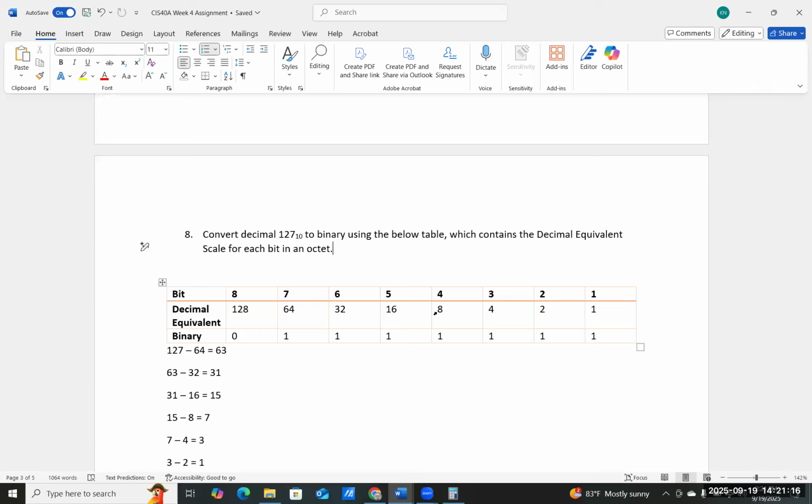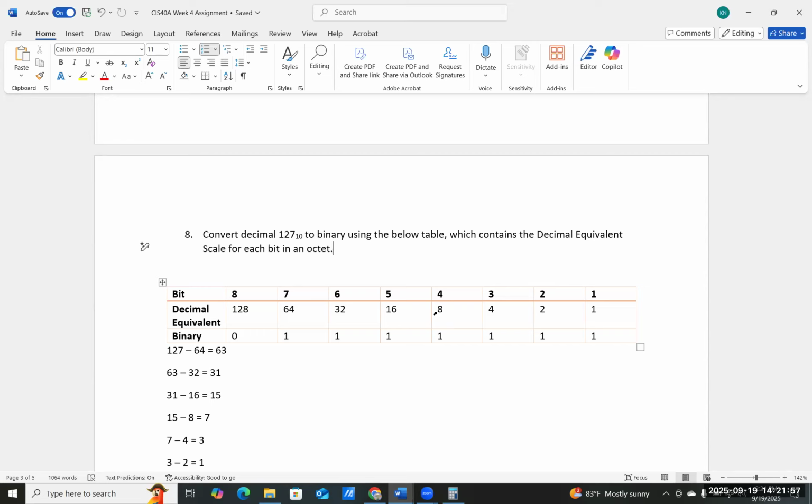I would take 127. I can subtract 64 from it, so I place a 1. 127 minus 64, I'm left with 63. And then I would continue to do so. So 63, which is the remainder, I go down to the next bit. Can I subtract 32 from it? Yes, put a 1. So 63 minus 32, you get a 31 remainder. Take 31, compare that to the next bit. Can I subtract 16 from it? Yes, put a 1. So 31 minus 16, you're left with 15.